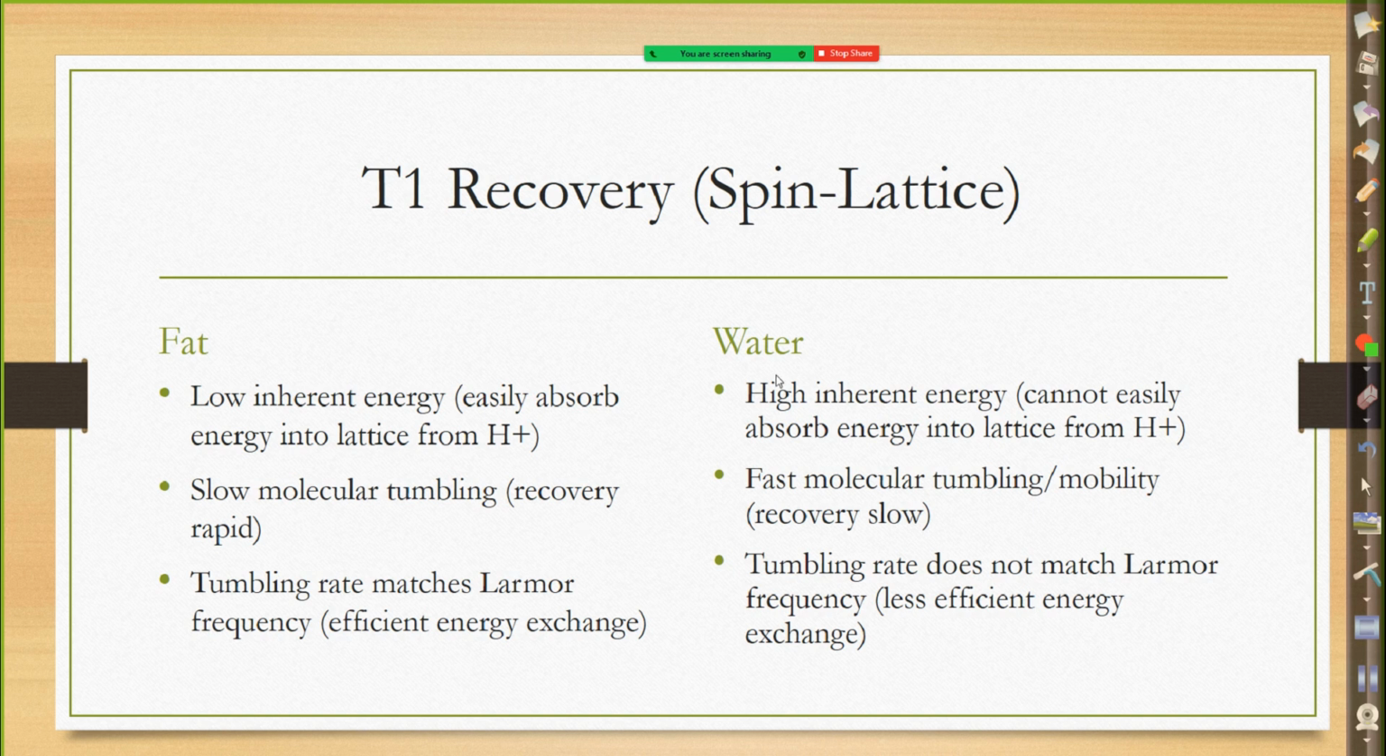Now compare that to water. Water has a high inherent energy because it's not easily giving off energy to its lattice or surrounding environment. Has a very fast molecular tumbling rate or mobility, so it recovers slowly. And that tumbling rate does not match the Larmor frequency as well, so it's a less efficient energy exchange. So this is all associated with T1 recovery and spin lattice. We haven't even discussed the neighboring spins yet, right? Spin, spin. We'll get to that with T2.